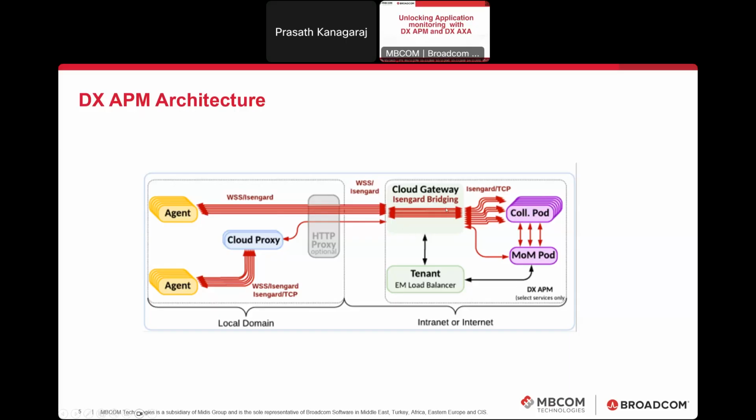Then you have the cloud gateway, which defines what type of information needs to be sent where. It will send the metrics and events to the collector pod, and the settings and services-related information to the MOM pod. We access that information using the tenant.